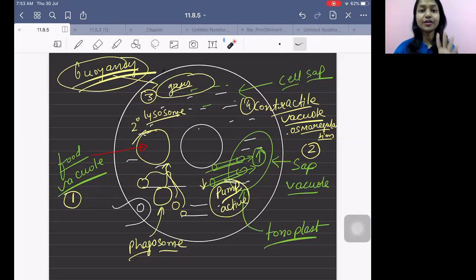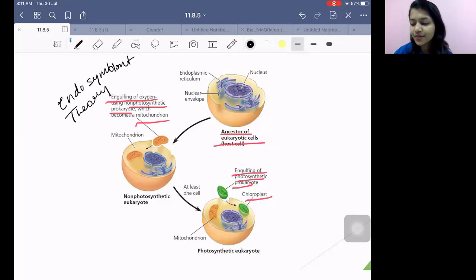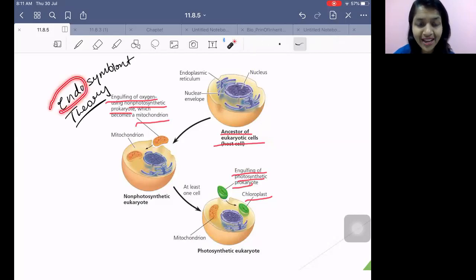So these are the 4 types of vacuoles which you get in the cell. Any doubt in the topic vacuole? So, endosymbiont theory. What does it talk about? It's a theory that talks about something that happened inside the body of a eukaryote. What? Symbiosis, a symbiotic relation between the eukaryotic cell and the prokaryotic cell.